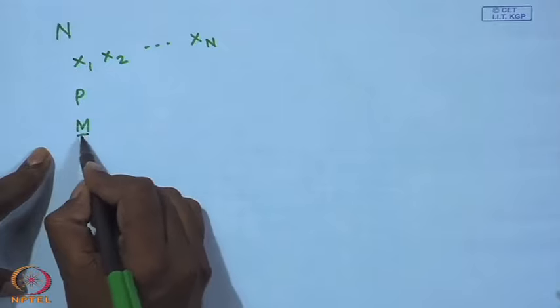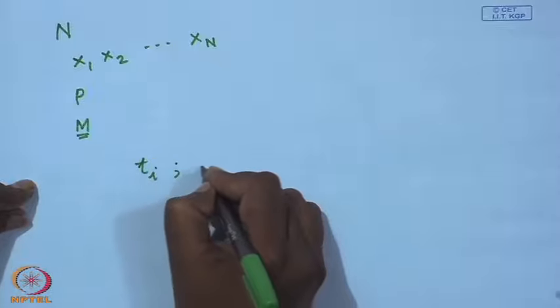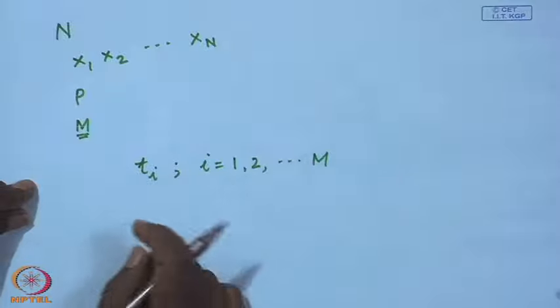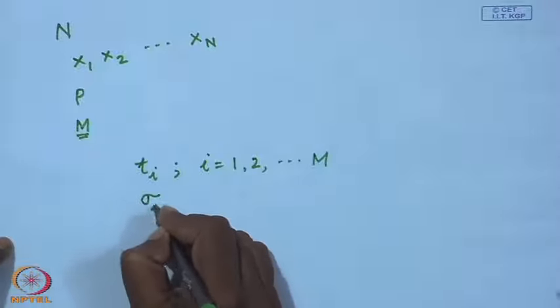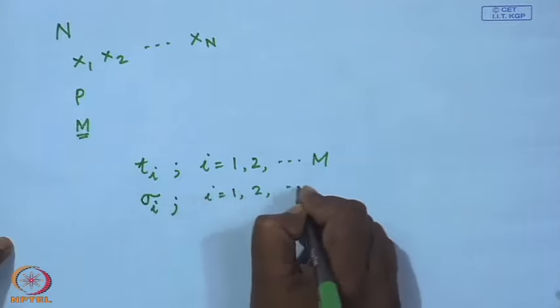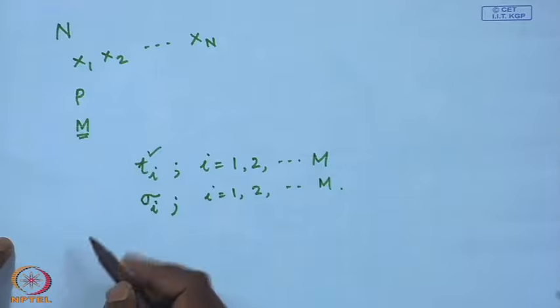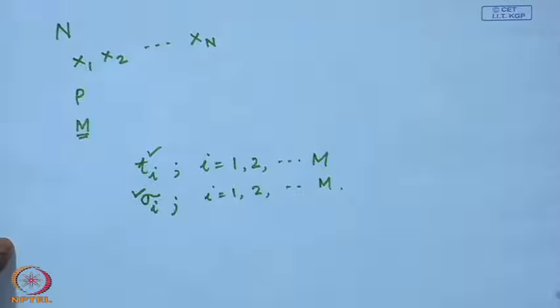And when I have this capital M number of nodes, for each of the nodes I have to have a receptor. That means, for the ith node I have to have receptor t_i, so i varies from 1 up to M, and for the ith hidden layer node I have to have sigma_i, again i varying from 1 up to capital M. So, I have to have M number of receptors, and I have to have M number of variances or standard deviations.